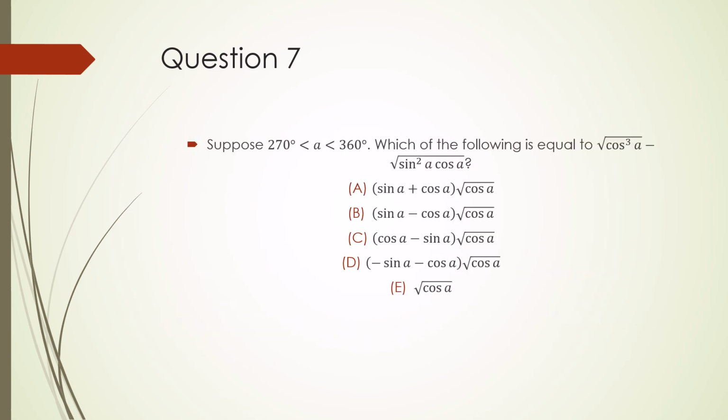In this question, we are given an angle A and a range that angle A can be in, and we are given 5 expressions, and we are told to find the one that equates with the given expression in the question statement. How do we approach this problem?